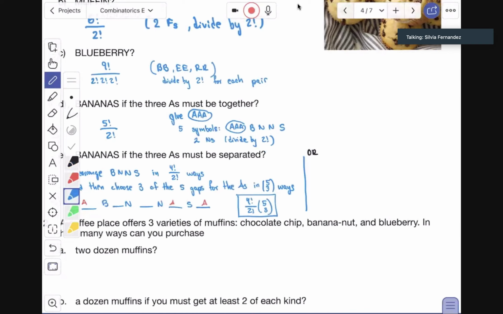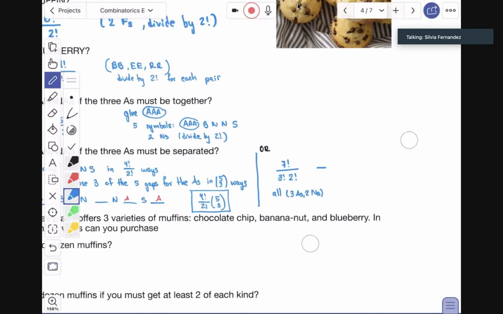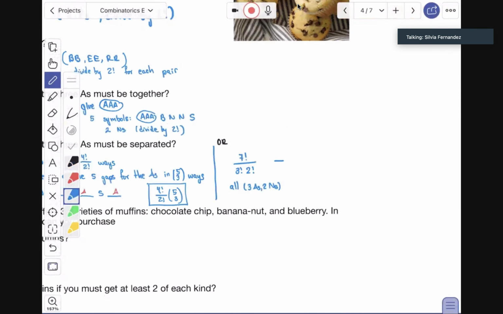So we can consider all the words. So we have 7 letters. 3 of them are A's, and 2 of them are N's. So these are all the rearrangements. I'm dividing by 3 factorial and 2 factorial because I have 3 A's and 2 N's. And then I'm going to subtract. I want the ones where the A's are separated. So I'm going to subtract the ones where I have A's that are together.